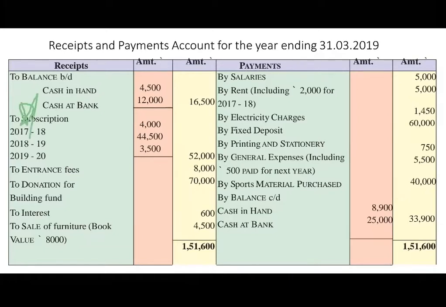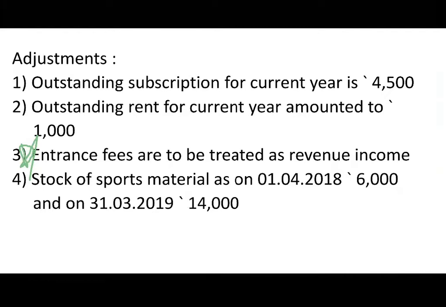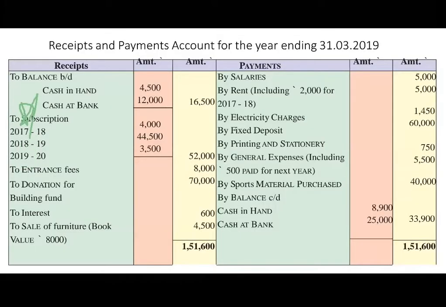Now the very first adjustment is outstanding subscription, which means the adjustment is on subscription. So you will star mark subscription. Now the next adjustment, outstanding rent. The adjustment is on rent, so you will star mark rent. Where is your rent? Second, here. So you will star mark your rent.